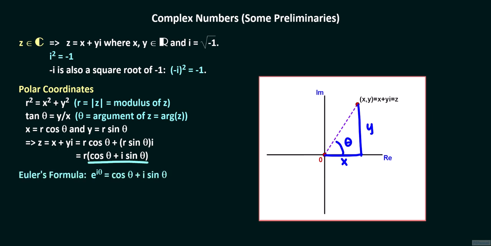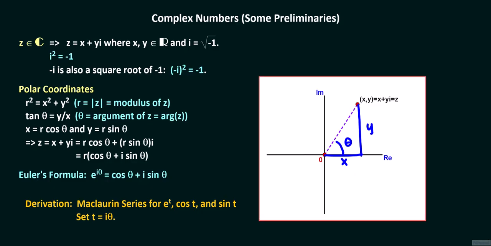This is Euler's formula, which, as we can see, directly relates exponential functions to trigonometric functions. One can derive this equation using the Maclaurin series of e raised to the power t, cosine t, and sine t, where t is replaced by i times theta. We leave this as an exercise for the viewer. And so, according to Euler's formula, z, or x plus y times i, equals r times e raised to the power i times theta, or the absolute value of z times e raised to the power i times theta.